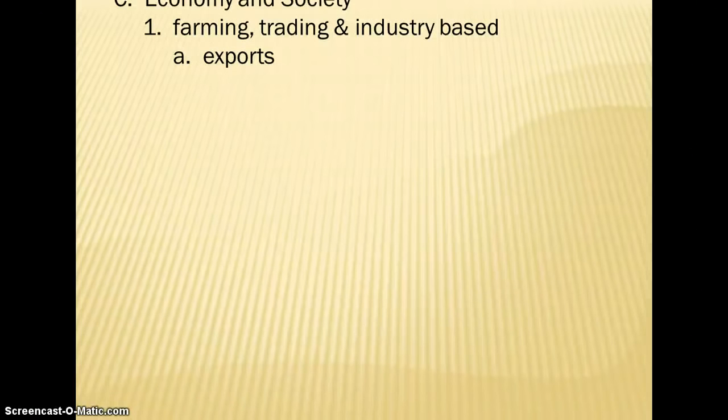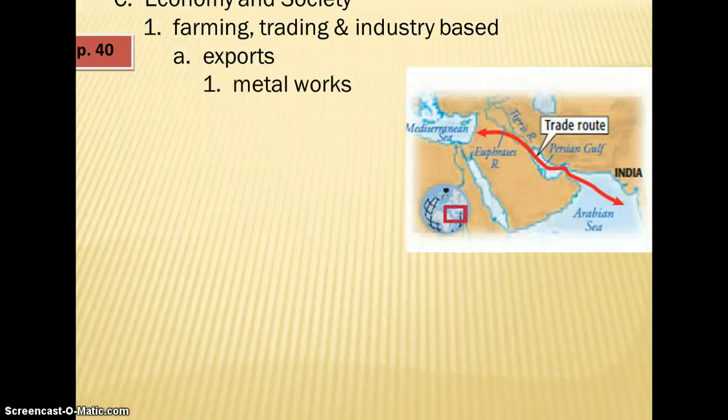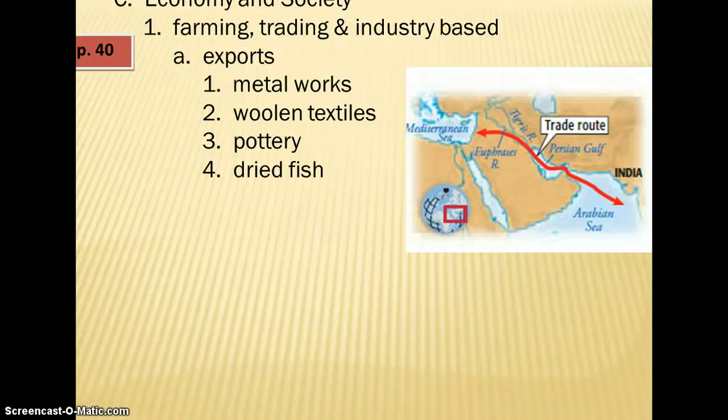As far as farming and trading goes for Mesopotamia, they traded a lot of things that they were very good at making. In particular, they were very good at working with metal, especially bronze, and so they made tools and weapons out of bronze and traded those. They had a lot of sheep, so they were able to make wool. They had lots of clay, so they made pottery. They had access to 2 rivers and 2 seas, so they had a lot of dried fish. And in a drier climate, they could grow barley and wheat.